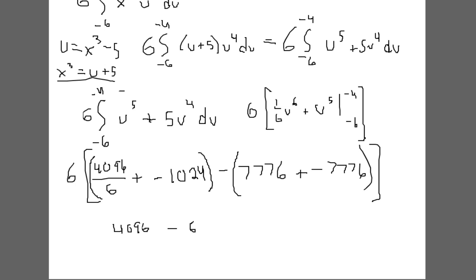But I must have missed a negative sign. Got 4,096 minus 6,144. Okay, there we go. That's the right answer. Yeah, I think I just had an extra negative sign in there.